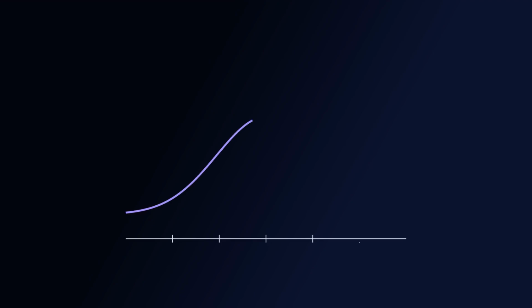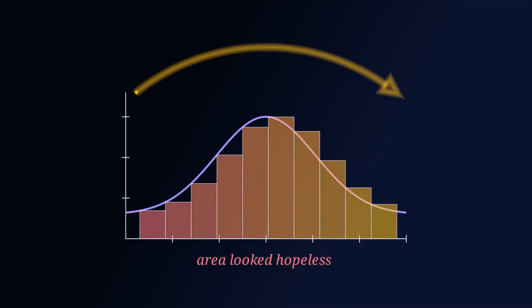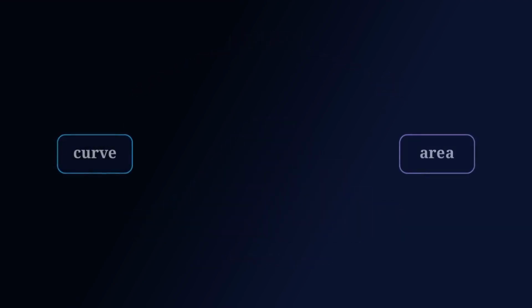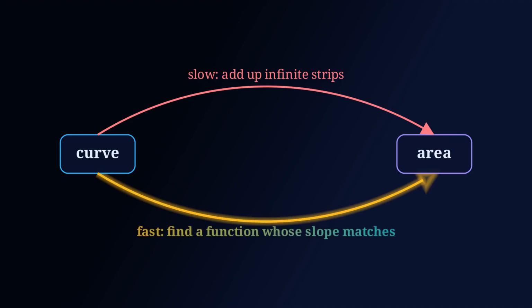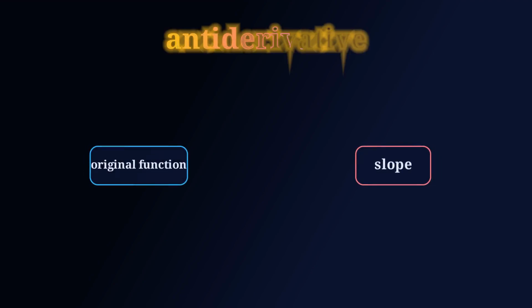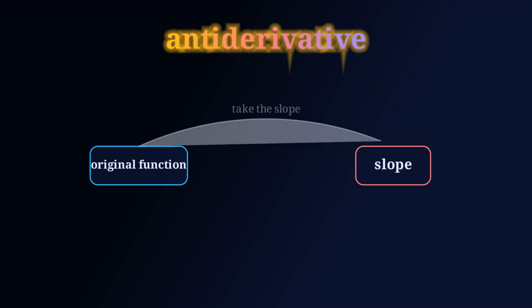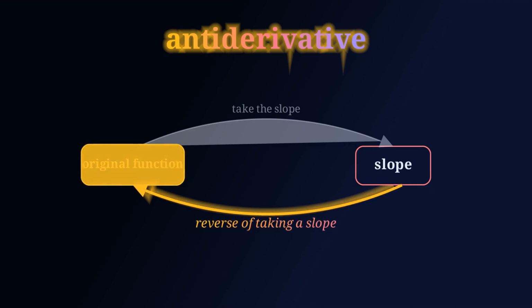This inverse relationship is not just pretty, it's enormously useful. Remember that finding the area under a curved shape looked hopeless at the start. The theorem hands us a shortcut around all that difficulty. The shortcut is this. To find the area under a curve, don't chop it into a million tiny strips and add them up. Instead, hunt for a function whose slope is the curve you care about. That function is your ready-made area accumulator. A function whose slope matches a given curve is called an antiderivative. The name literally says it. It's the reverse of taking a slope. Finding one turns the impossible-looking area problem into a much friendlier puzzle.